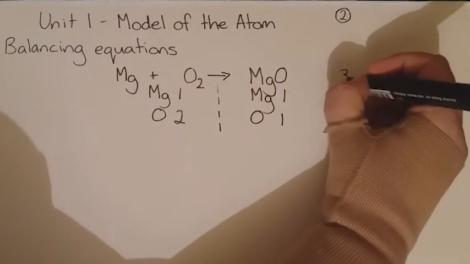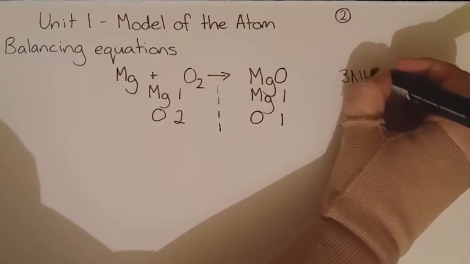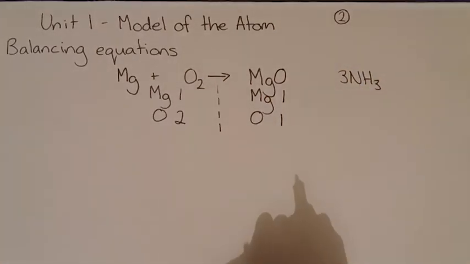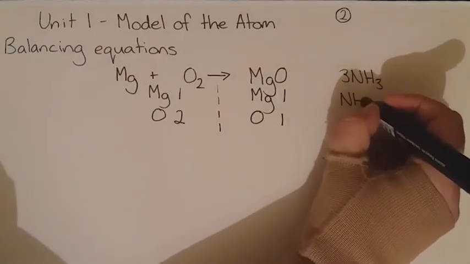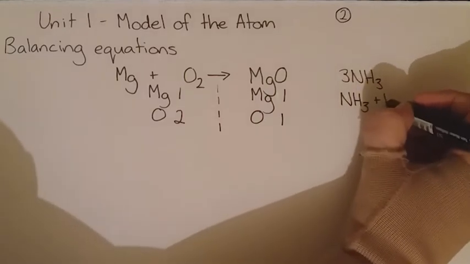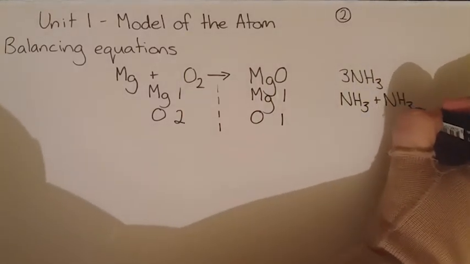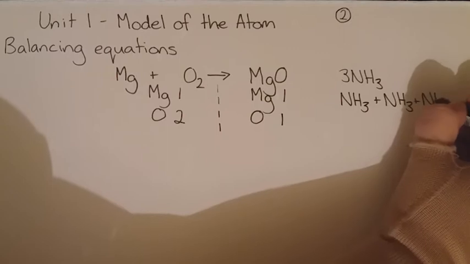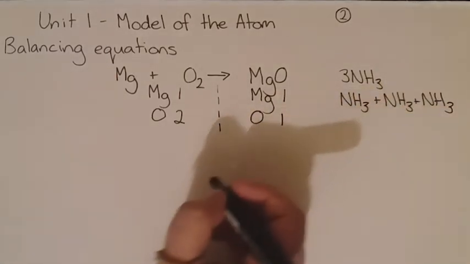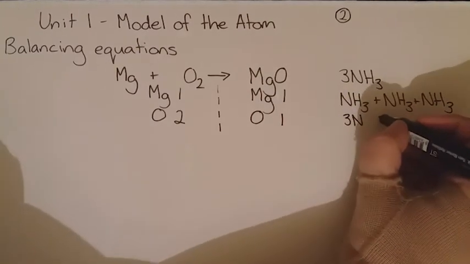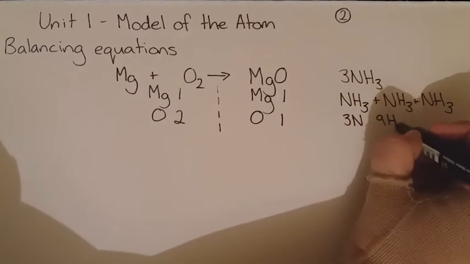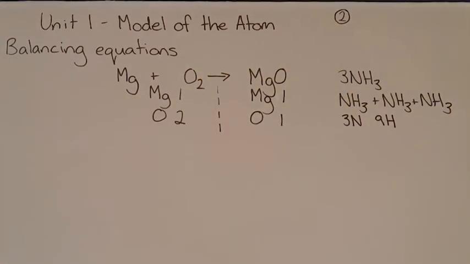If we look at what it would mean if we wrote 3NH3, effectively that is exactly the same as writing NH3 plus NH3 plus NH3. That would give us a total of 3 nitrogens and 9 hydrogens. So putting a big number in front multiplies everything within that compound.